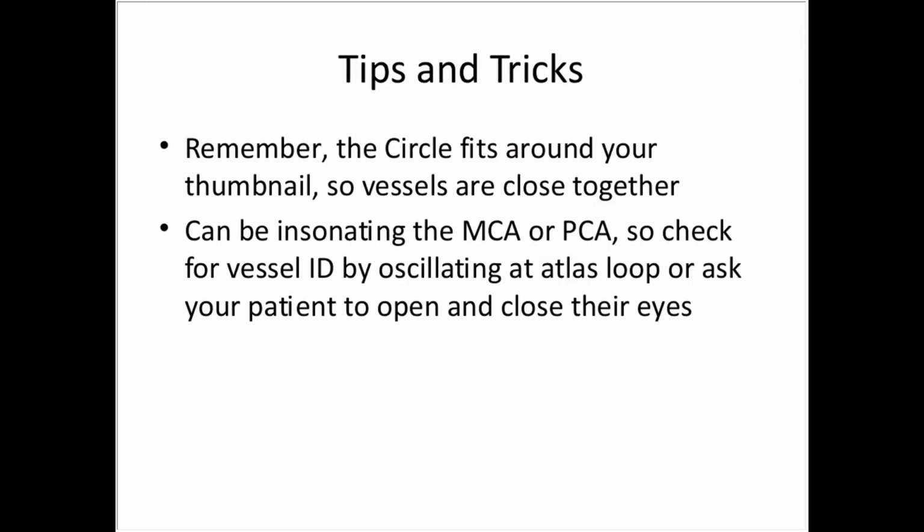Remember, the circle fits around your thumbnail, so the vessels are very close together. If you think you're insonating the terminal ICA, you actually could be on the proximal MCA because the MCA is branching from the terminal ICA. There is a possibility you could be on the PCA. So you may want to check your vessel identification. You can do that by oscillating at the atlas loop, or just ask your patient to open and close their eyes. If you're on the terminal ICA or maybe the proximal MCA, if your patient closes their eyes, flow velocity will not change.